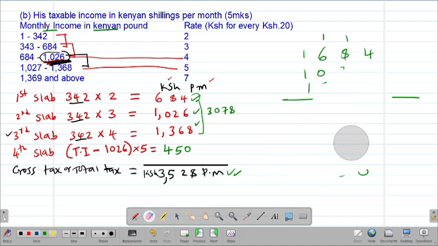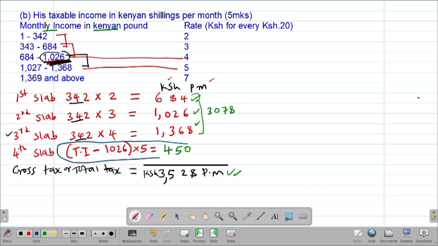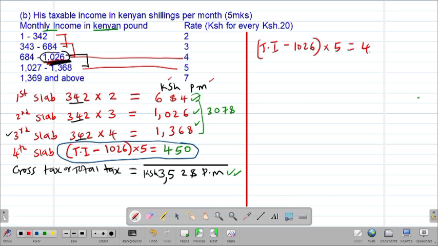450. Now once you get that, we are going to pick this particular equation so that it can help us solve for the taxable income. So consider this equation here. Let's deal with that equation there. So if I pick this equation, I'm going to have taxable income minus 1026 multiplied by 5 being equal to 450. So to get the value of taxable income, I'll divide through by 5. I also divide through by 5 so that these two will cancel out.